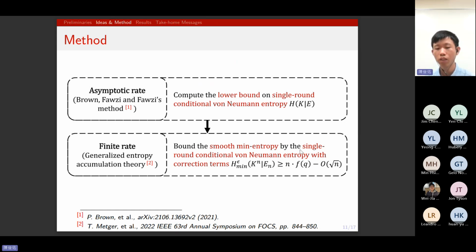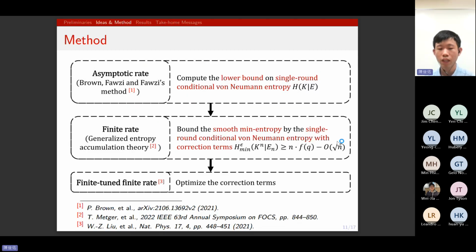So we can bound this smooth min-entropy by the min-entropy. This f(q) is the min-entropy lower bound with the observed winning probability q. So you can just think of this f(q) as the min-entropy. We can bound it with this quantity minus some second order correction term, which is big O of square root n here. And in order to get a better finite rate, we can try to optimize the second order correction term according to the third paper referenced here.